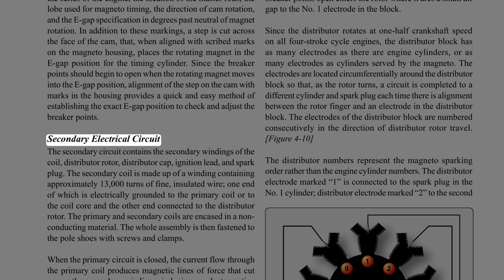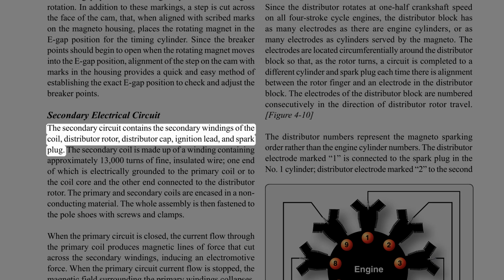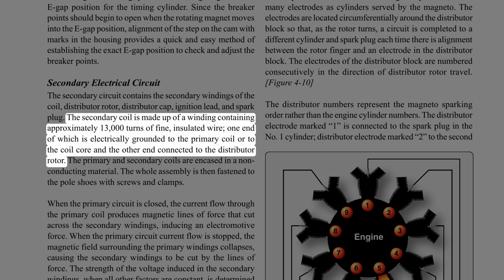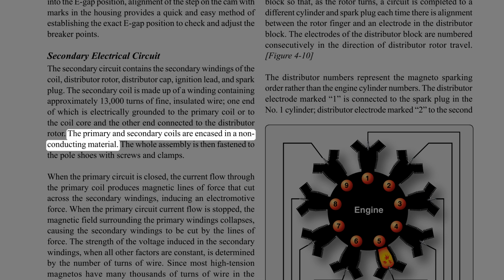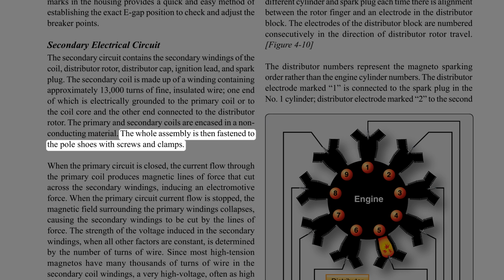Secondary electrical circuit. The secondary circuit contains the secondary windings of the coil, distributor rotor, distributor cap, ignition lead, and spark plug. The secondary coil is made up of a winding containing approximately 13,000 turns of fine, insulated wire, one end of which is electrically grounded to the primary coil or to the coil core and the other end connected to the distributor rotor. The primary and secondary coils are encased in a non-conducting material. The whole assembly is then fastened to the pole shoes with screws and clamps.